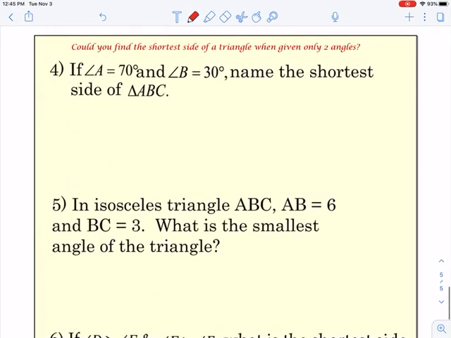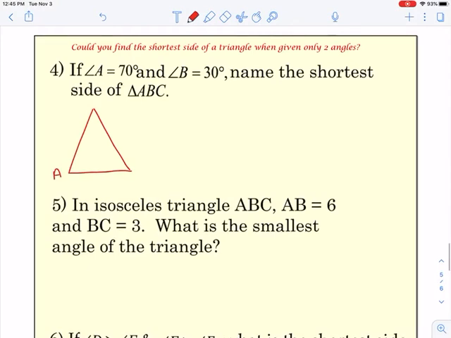So could you find the shortest side of a triangle when given only 2 angles? So let's see. I have angle A is 70 degrees, angle B is 30 degrees, and we want to name the shortest side of triangle ABC. Again, to me, it's always easier to do these problems if you have a picture of what's going on. And again, it can be any old triangle.